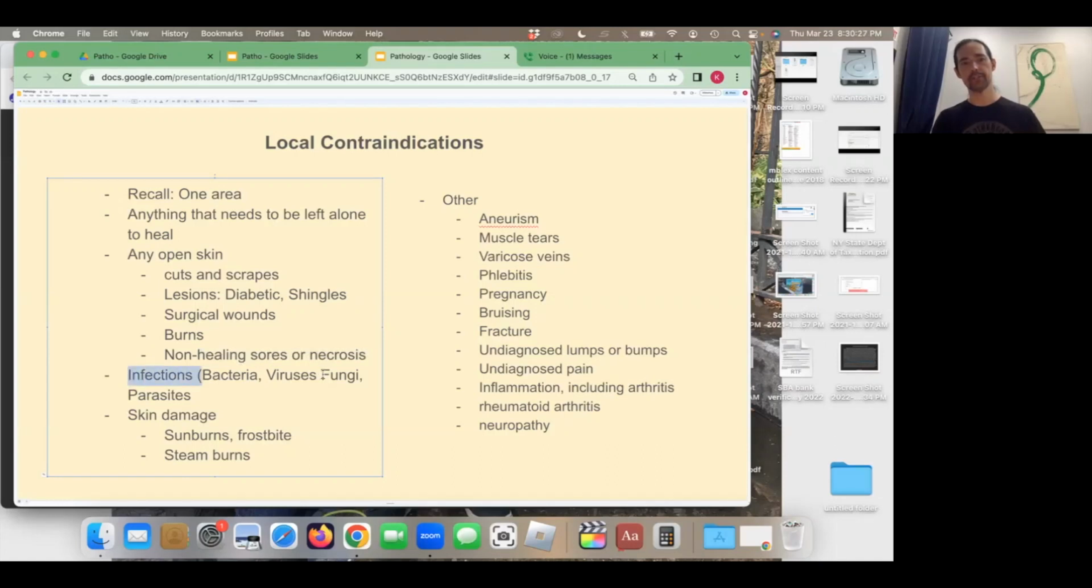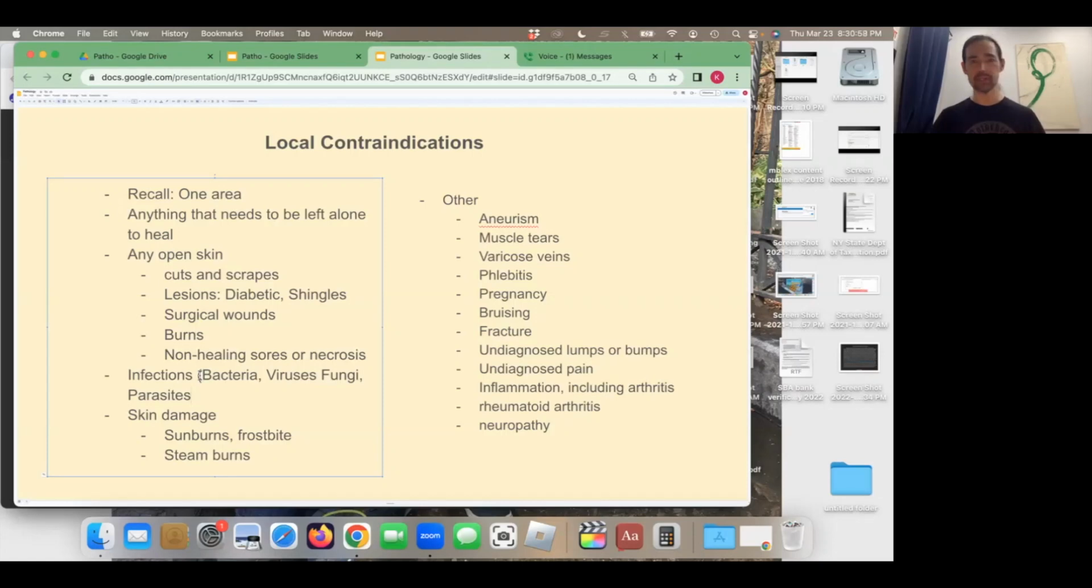Okay, so infections. Here's infections again. That's bacteria and viruses. It's also fungal infections, so tinea, athlete's foot. Maybe somebody has fungus on their skin. You don't have to really be too familiar with that clinically. Most people know if they have a fungus, and if they do, they'll probably tell you if they want an area worked on. But you can also ask, do you have any infections right now?